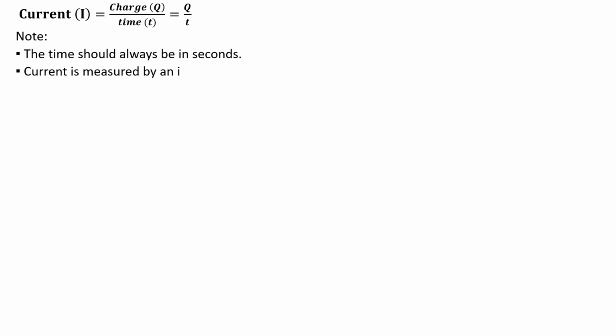So the current, we agreed, is the rate at which charge flows. So that's charge over time, and that will be Q over T. This is one of the first equations that we should memorize or understand, and we shall use it as far as calculation of current, charge, and time are required. Note, the time should always be in seconds. Of course, that is the song of the day as far as physics is concerned. Current is measured by an instrument called an ammeter.